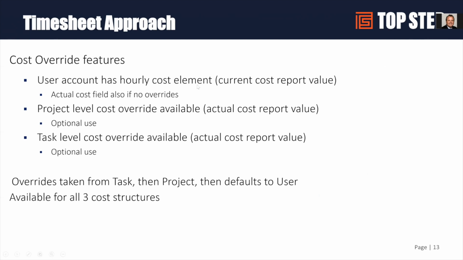And by the way, OpenAir has 3 different cost levels: primary, secondary, and tertiary. You can use these override features for all 3 costs if need be, or any one of the 3.